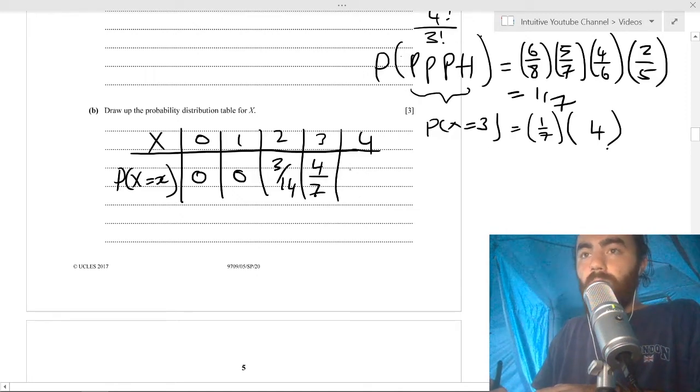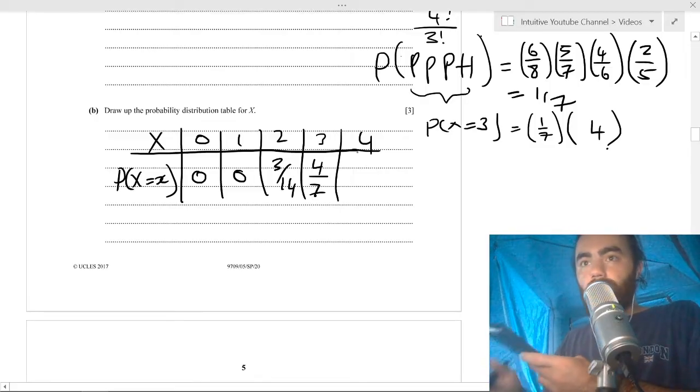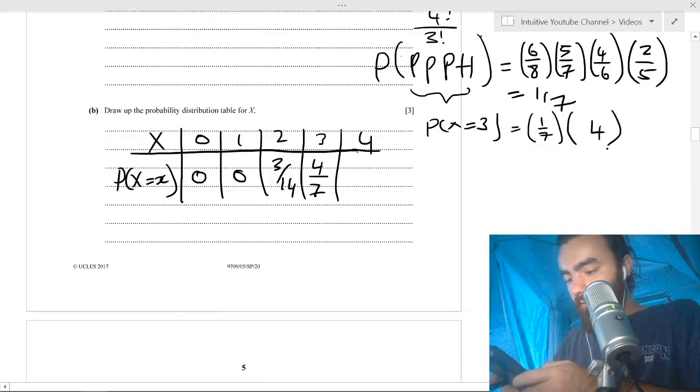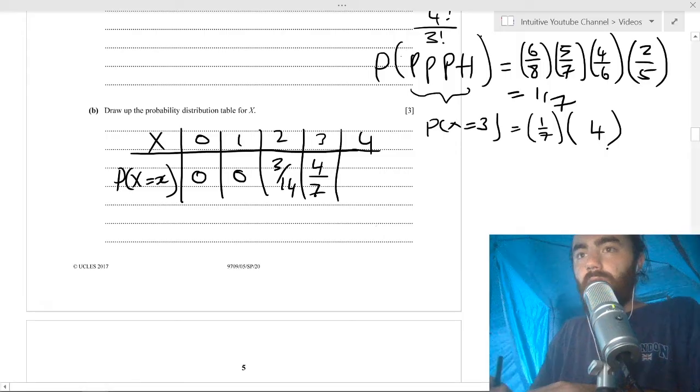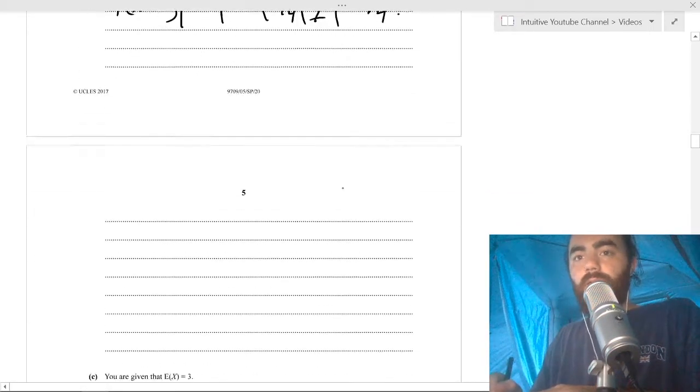And then for the fourth one, we know that the sum of all the probabilities has to equal 1. So if we go 1 minus 3/14 and then minus 4/7, we get 3/14 for the last one as well. Cool, and that's that one done.